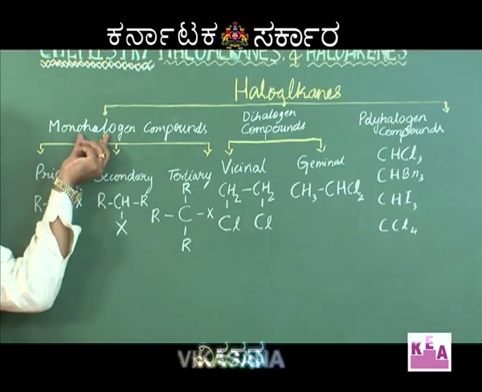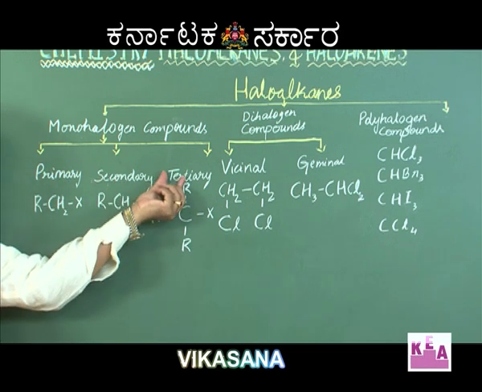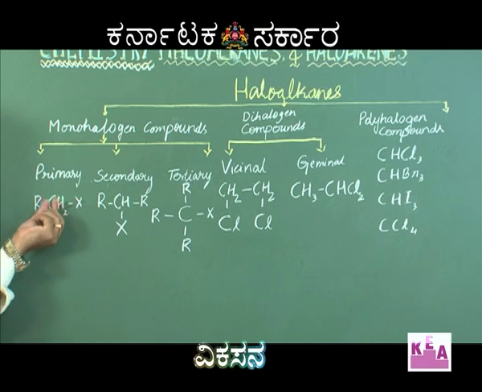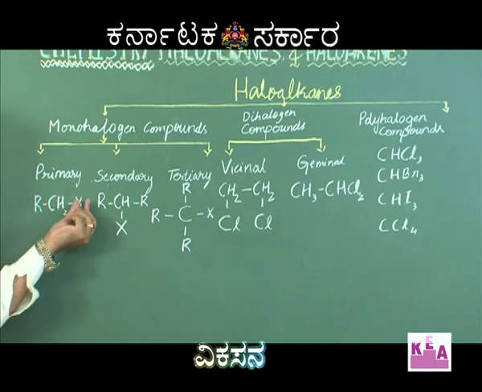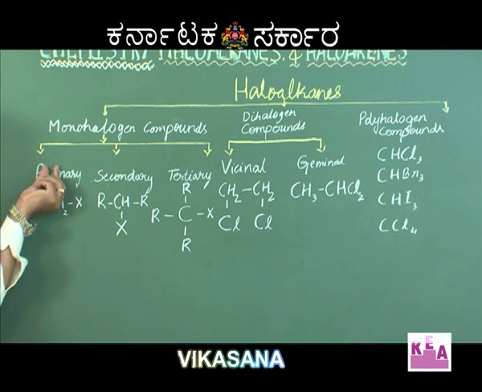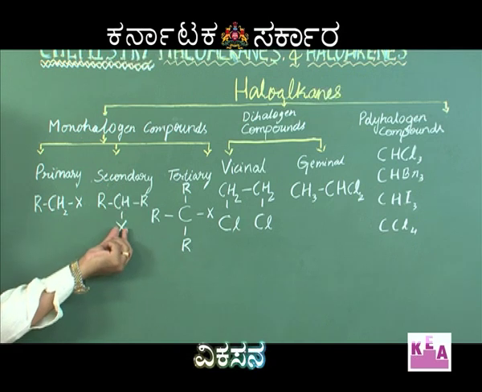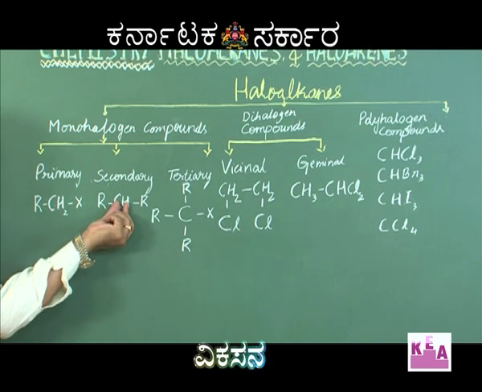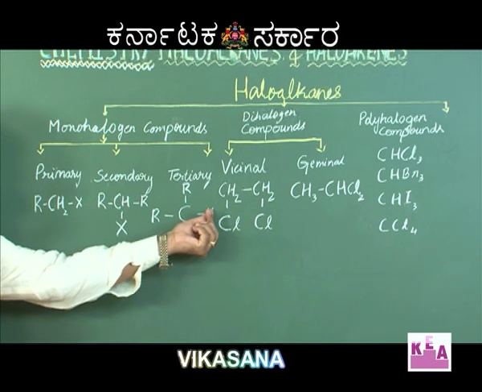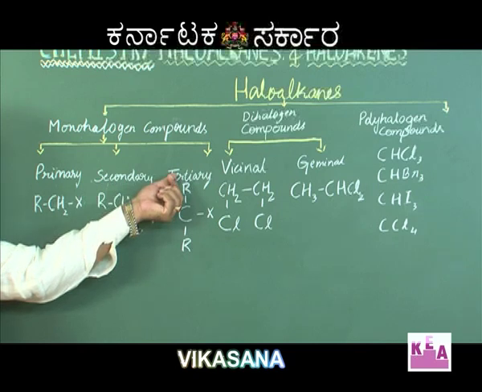Monohalogen compounds are further classified as primary, secondary, and tertiary halogen compounds depending on the position of the halogen atom. If the halogen atom is attached to primary carbon atom, it's primary halogen compound. Similarly, we have halogen atom attached to secondary carbon atom, which is secondary halogen compound, and a halogen atom attached to tertiary carbon atom, which is a tertiary halogen compound.